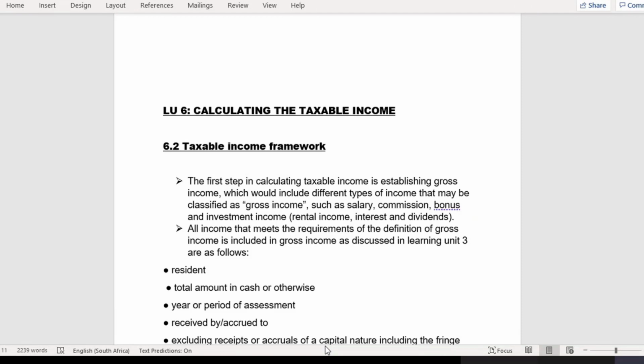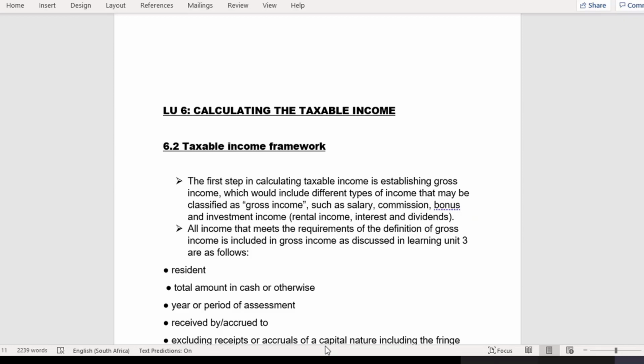The first step in calculating the taxable income is establishing your gross income, which includes different types of income that may be classified as gross income. So items like your salaries, commissions, bonuses and investment income, rental income, interest and dividends, we all know they form part of your gross income. We've been seeing those kinds of items before. Now it's just to clarify things.